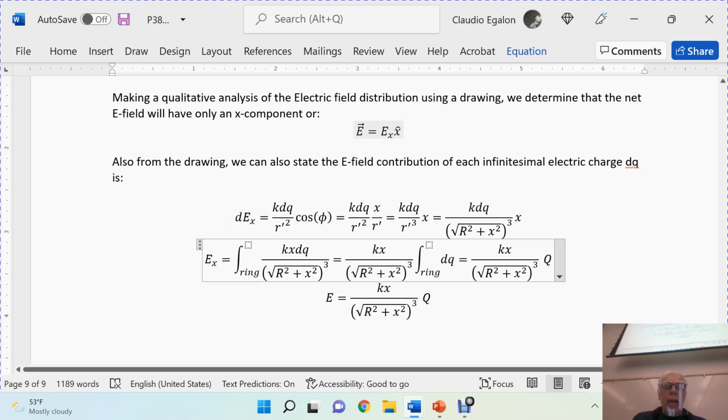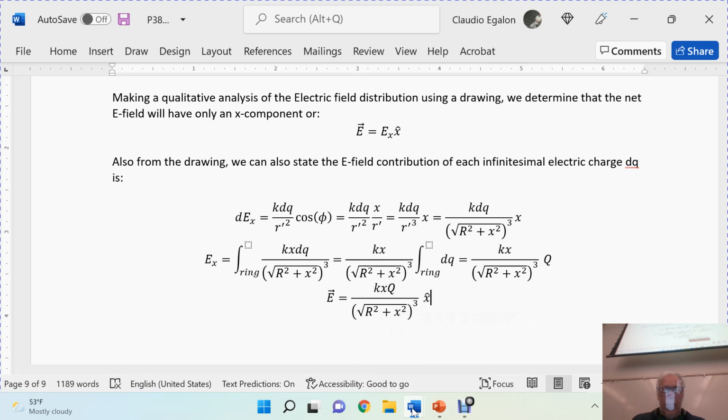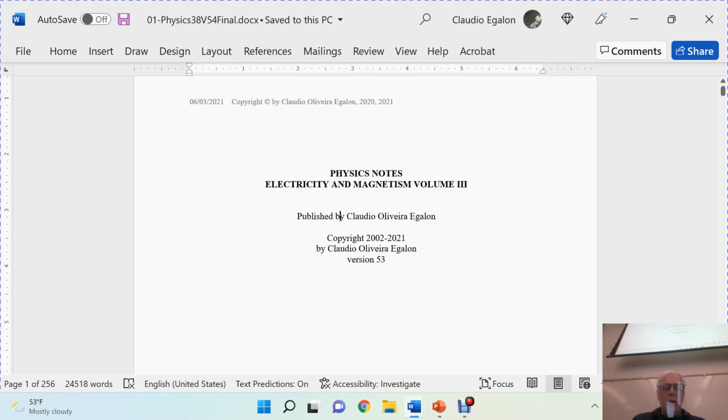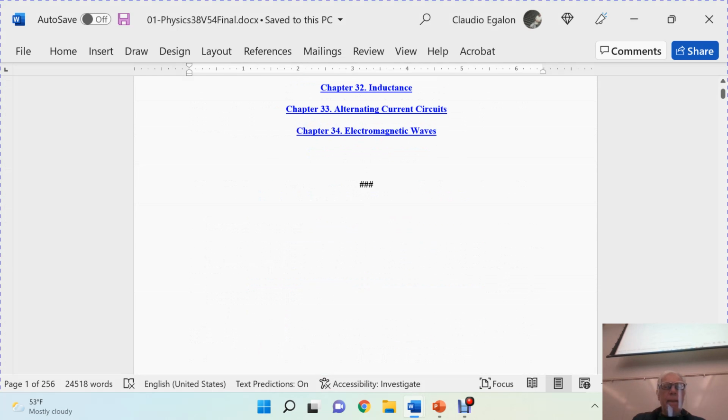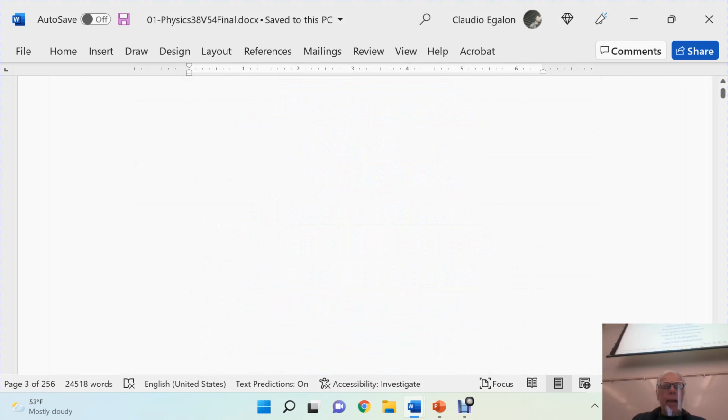Okay. And I can here write the net field vector as this x component field in the x hat direction. I'm gonna put the Q right here. Don't forget the square root is raised to the third power. Let's see how it's in my notes. Here you go. Electric field.